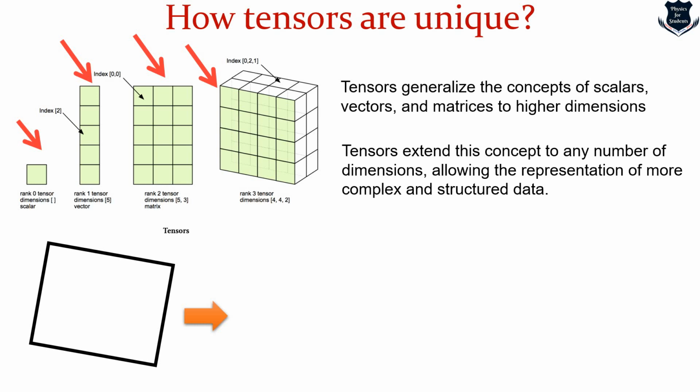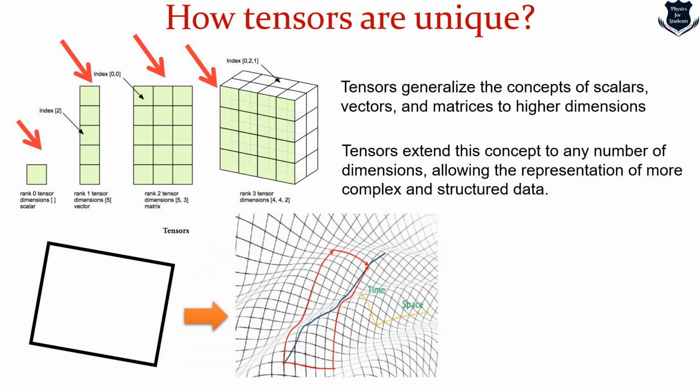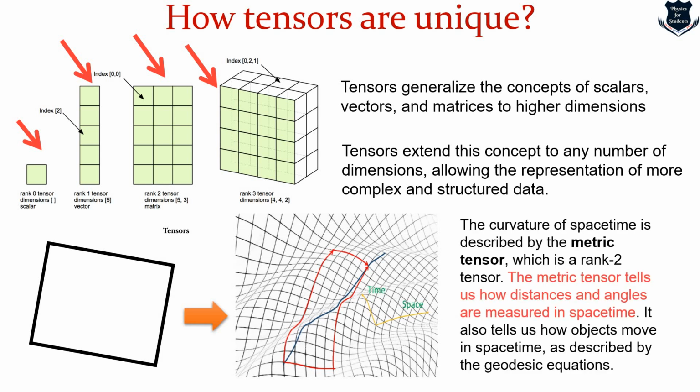So this is a flat Euclidean space. Now you see, when I transfer this into curved space-time, this is what it does. The curvature of space-time is described by what is called a metric tensor. We will see what a metric tensor is, which is basically a rank 2 tensor, and you have already understood what rank 2 is.